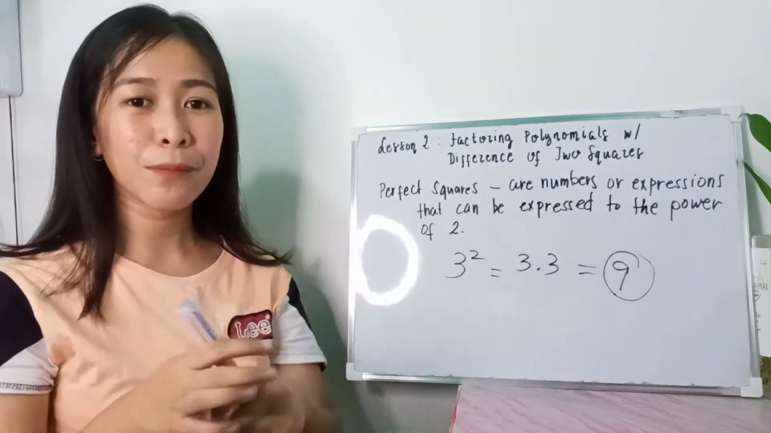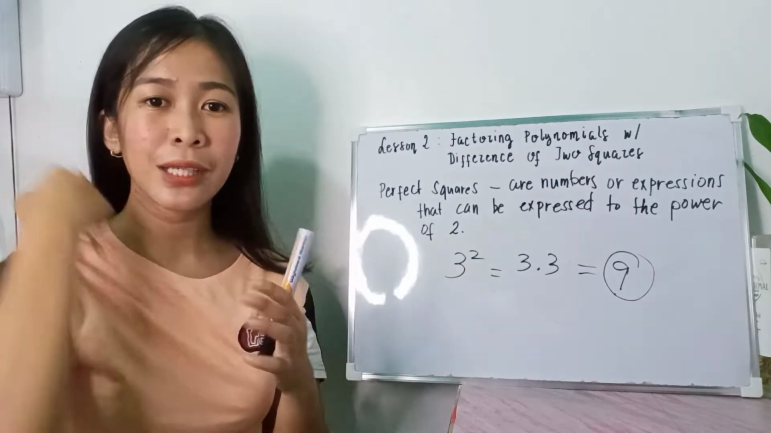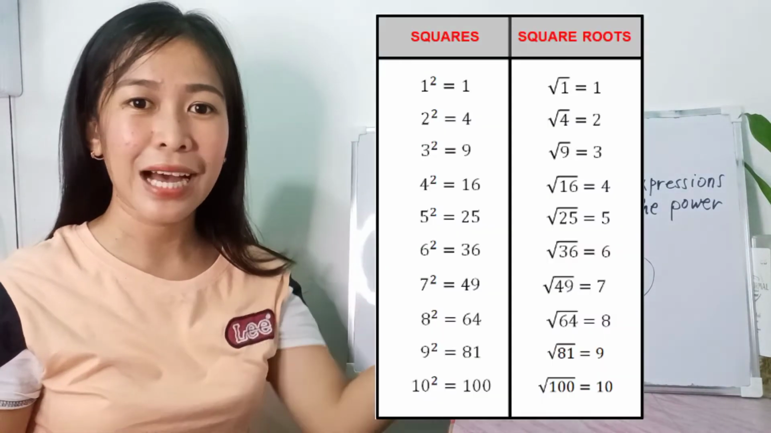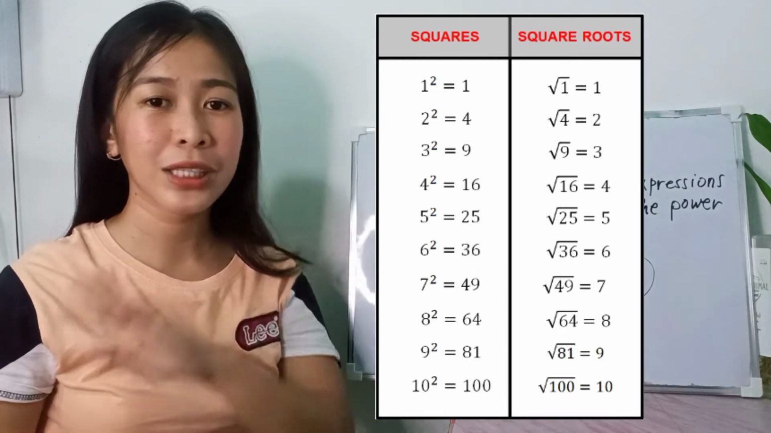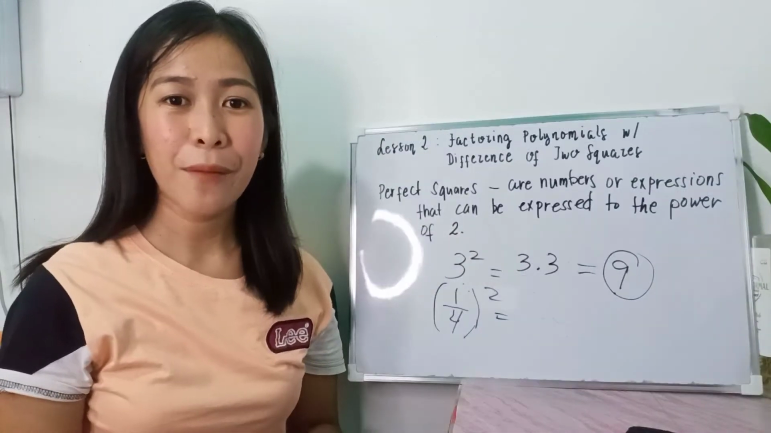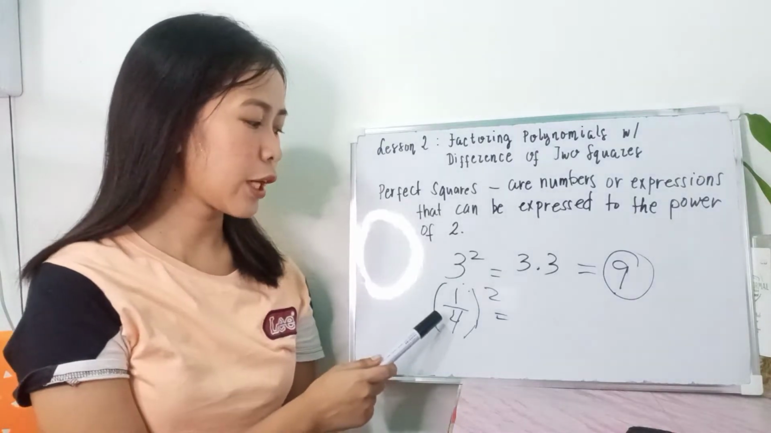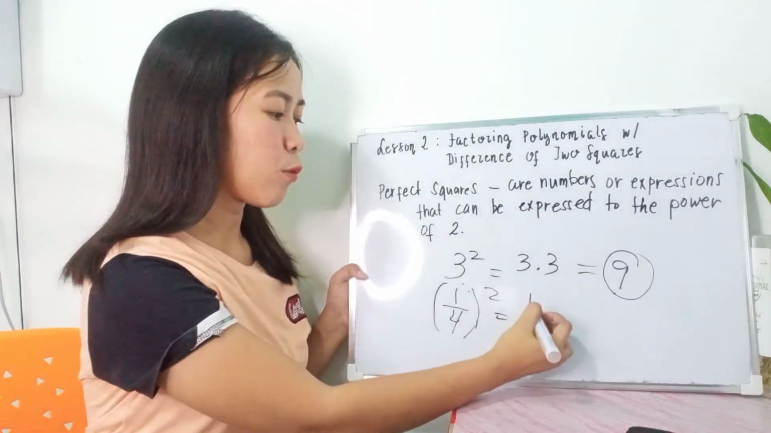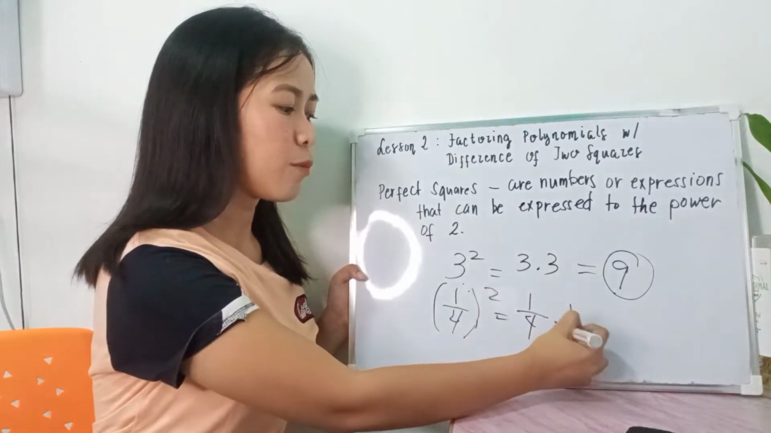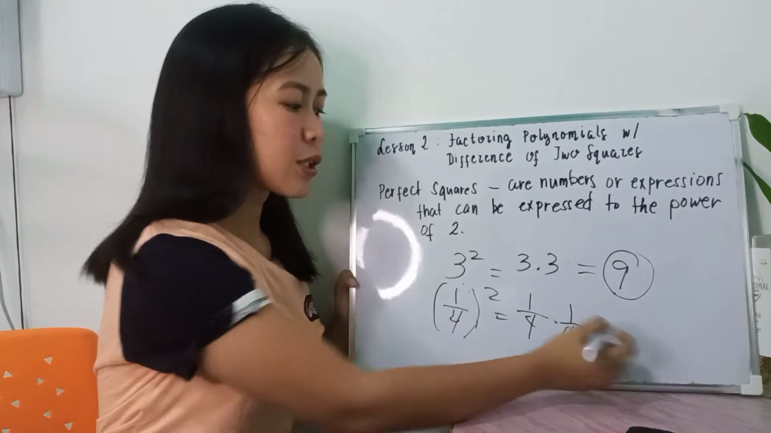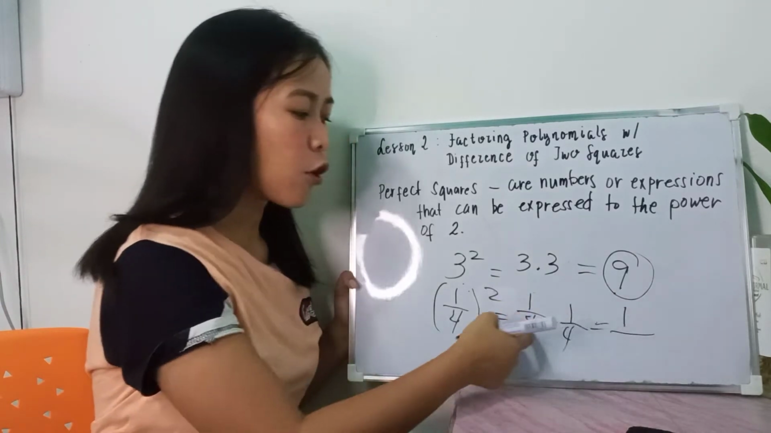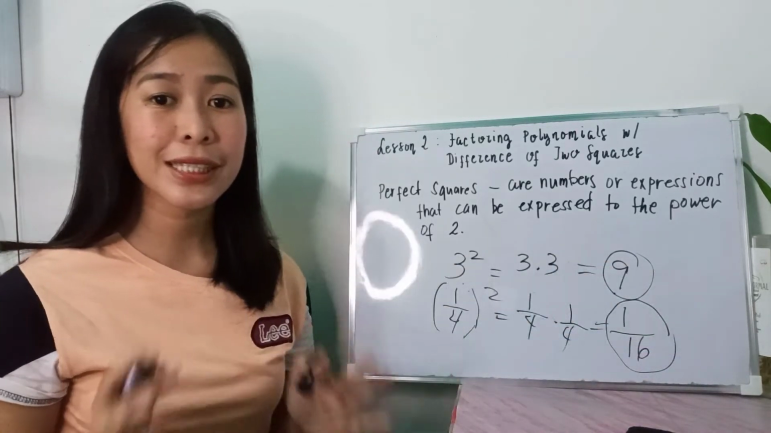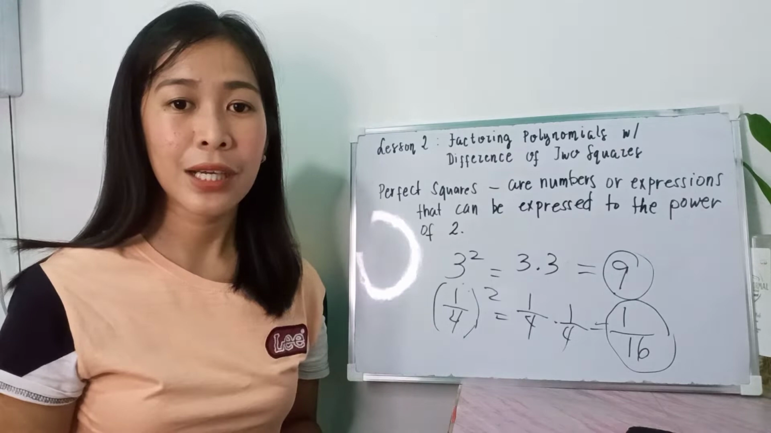Ganun lang kasimple. Lahat ng number, kapag dinoble nyo yan, ang sagot doon is a perfect square. Maglalagay ako dito ng listahan ng mga perfect squares, pero hindi lang to lahat. So, another example of a perfect square is etong 1/4 squared. Di ba when we double that 1/4, that would be 1 over 4 times 1 over 4. And that is 1 times 1, that is 1. 4 times 4 is 16. Therefore, 1 over 16 is also a perfect square.